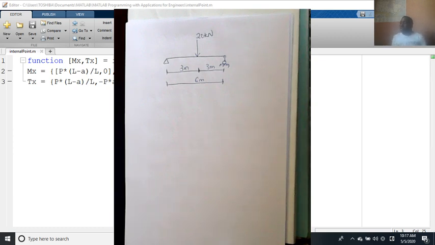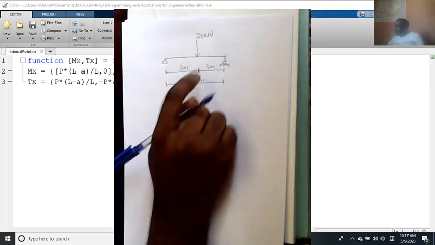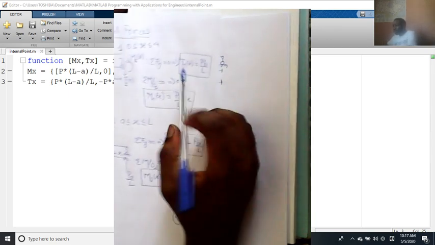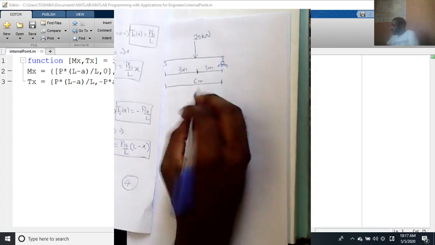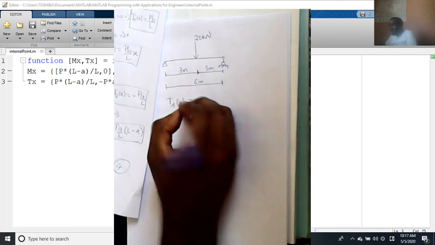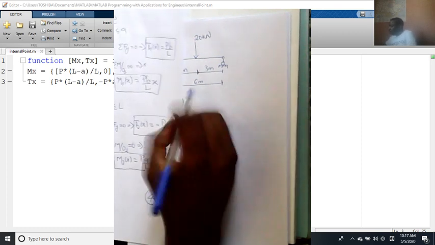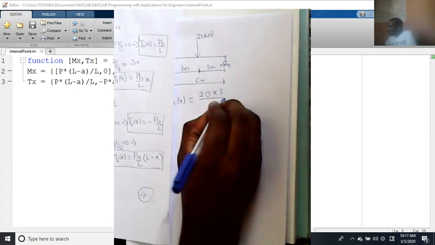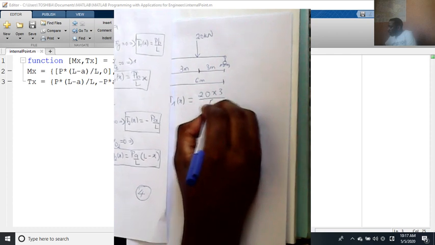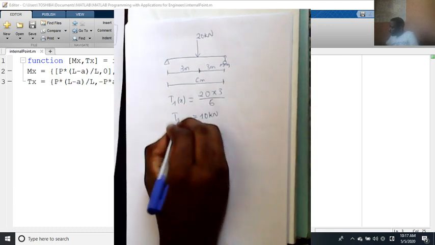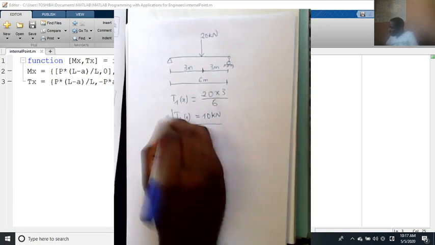Right, so what are we going to do? For the real answers for this case, we can just follow the formula. This is our formula here. Right? So for this case, our T1 of X will be equal to P, which is 20, times B, which is 3, divided by L, which is 6. So our T1 of X will be equal to 10 kilonewton. It will be a constant. That will be our T1 of X.